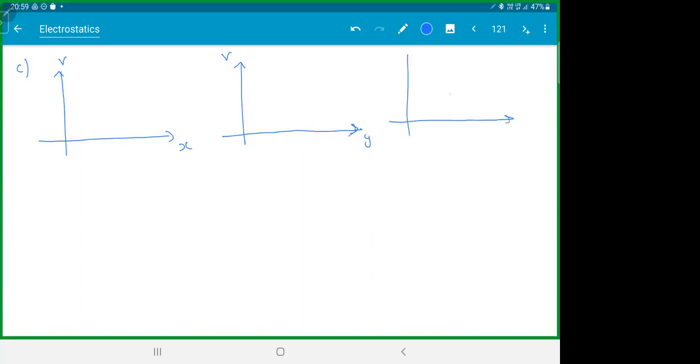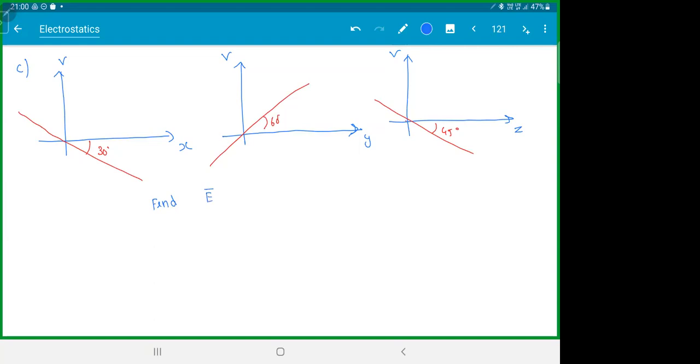Same thing, they can ask you like this also. Suppose I give you a graph between voltage and the x coordinate, a graph between voltage and the y coordinate, and a graph between voltage and the z coordinate, with angles 30 degree, 60 degree, 45 degree, like this. Find the field in the region.